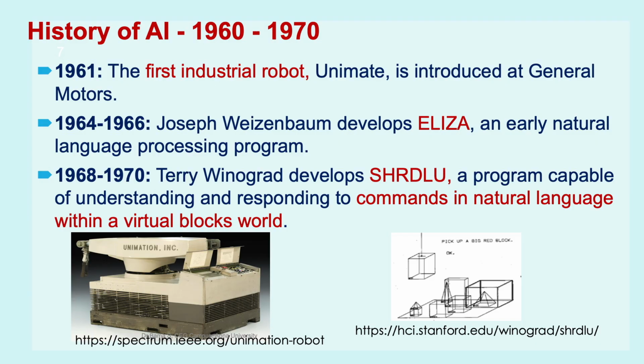In the next decade, from 1960 to 70, Unimate, the first industrial robot, was designed by General Motors. If you see this industrial robot, the function is that there were some toxic substances available which it was not possible for humans to work with. So, they built this robot which could do some automated tasks like sorting the part numbers, etc.